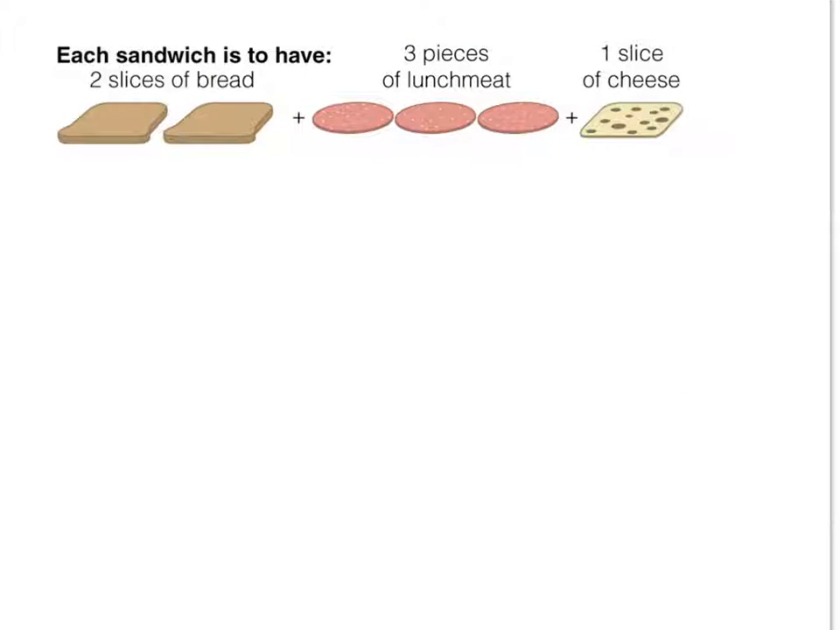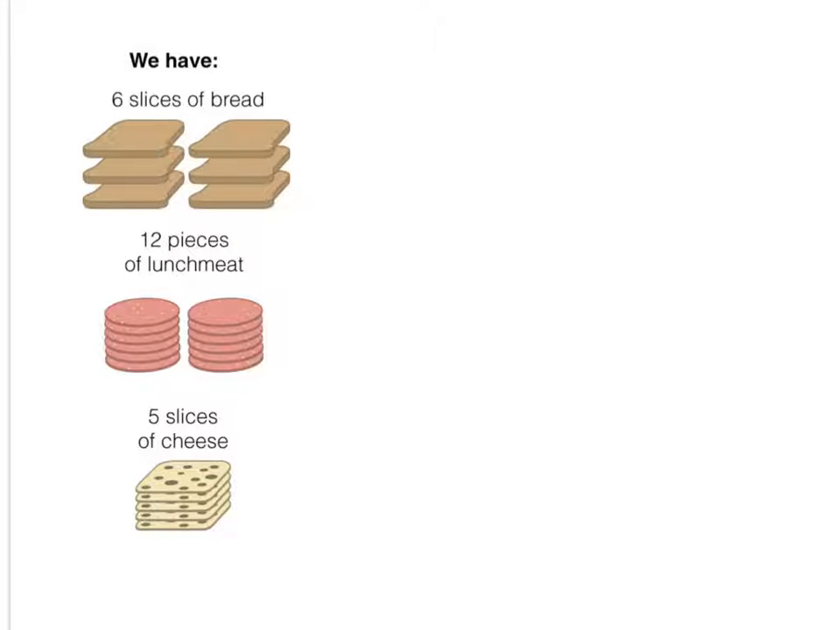So if you think about making a sandwich, this is what you need to make a sandwich. This would be your chemical reaction. All this put together gives you one sandwich. All right, so if this is what we have, how many sandwiches can we make?